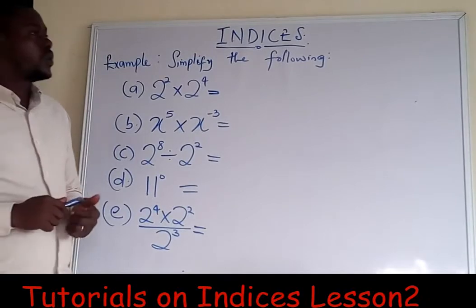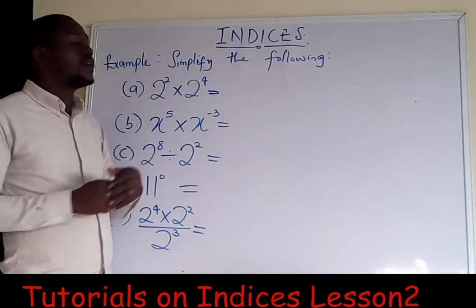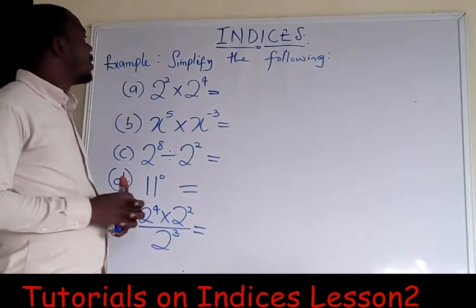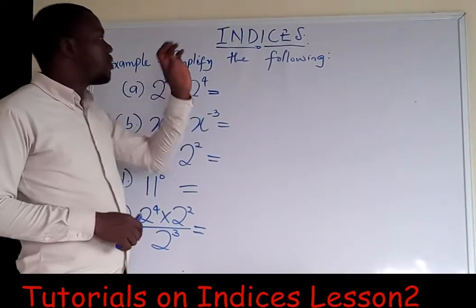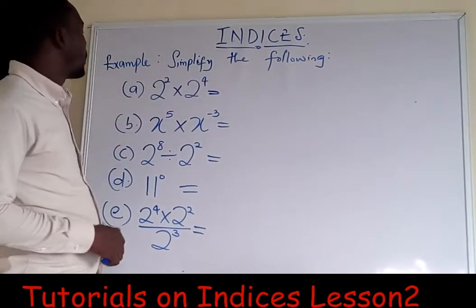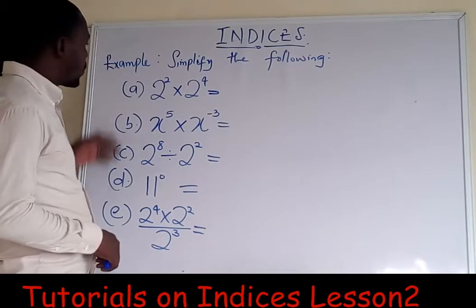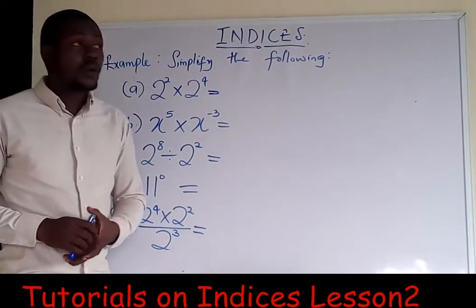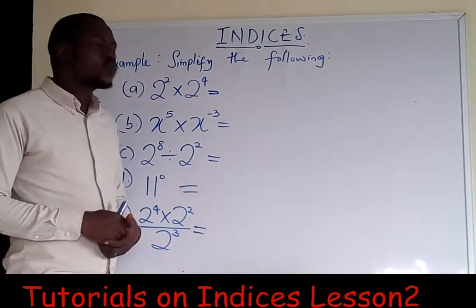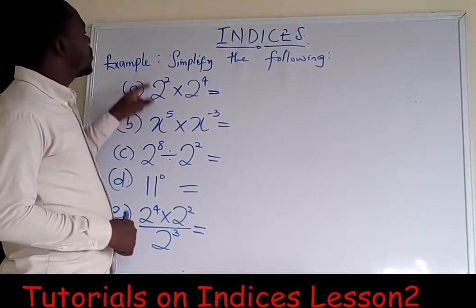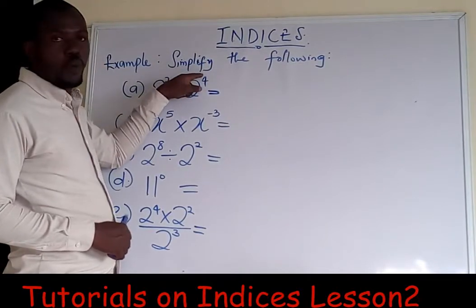Welcome back to the first example under this particular topic, indices. The example says simplify the following. You can see that we have five questions here to simplify. The first question says 2 raised to the power of 2 multiplied by 2 to the power of 4.